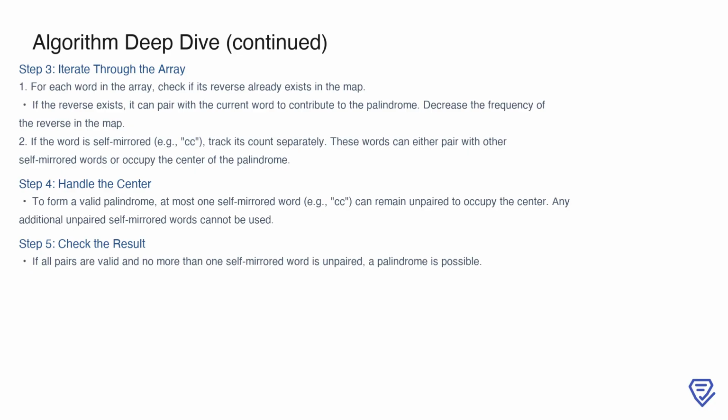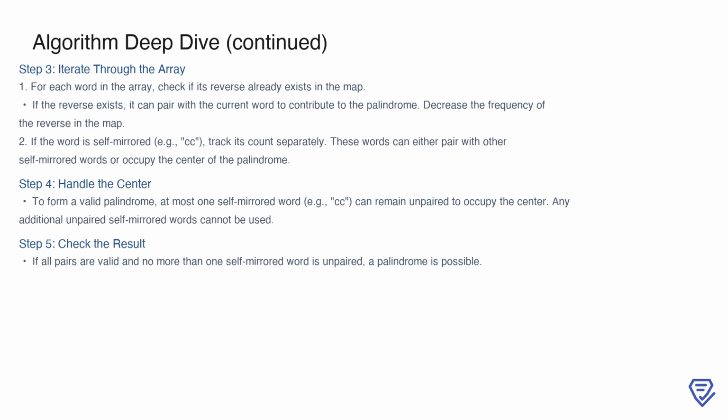These words are unique because they can either pair with other self-mirrored words or occupy the center of the palindrome. After processing all the words, we need to handle the center. At most, one self-mirrored word can remain unpaired to occupy this position. If there are multiple unpaired self-mirrored words, the extra ones cannot be used. Finally, if all pairs are valid and no more than one self-mirrored word is left unpaired, then forming a palindrome is possible.